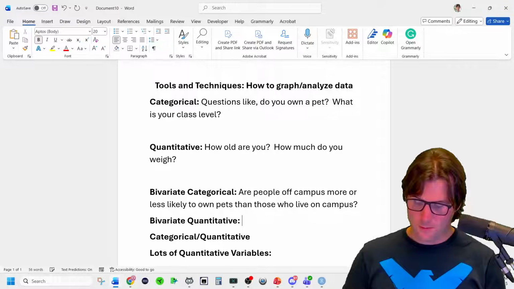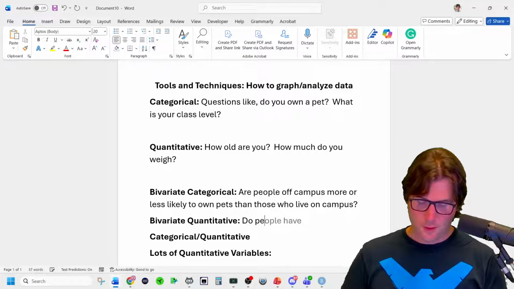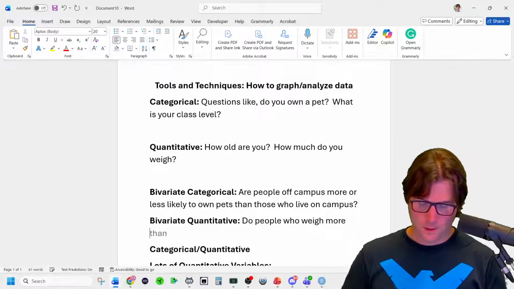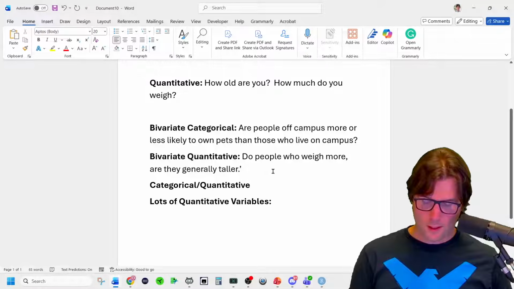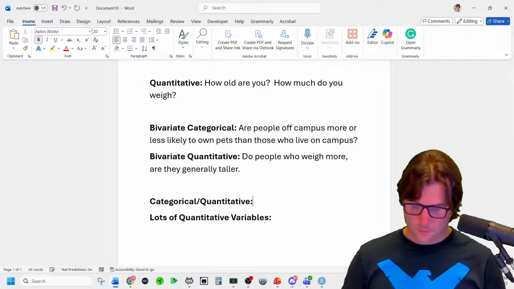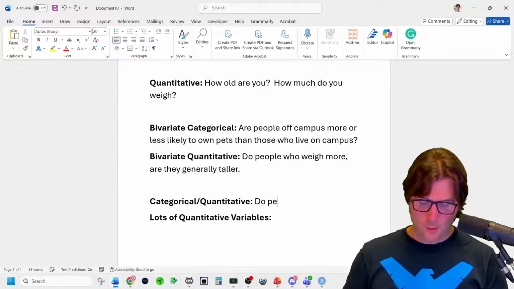Bivariate quantitative would be something like, do people who weigh more, are they generally taller? We're not grammar here. We don't do grammar. Categorical quantitative. That would be, do people who own pets spend more?